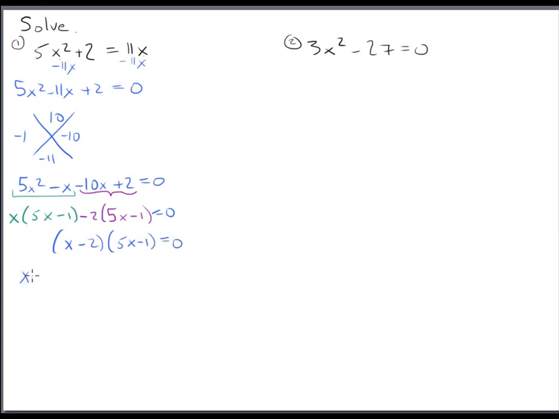Great. And this is going to factor into x minus 2 times 5x minus 1, and that's equal to 0. x minus 2 has the solution x is equal to 2. 5x minus 1, let's see here, 5x will be a positive 1, so x will be 1/5. So we'll have x is equal to 2, or 1/5.